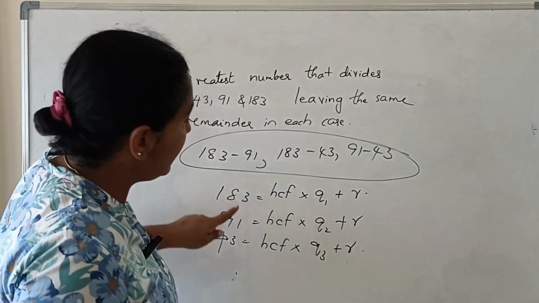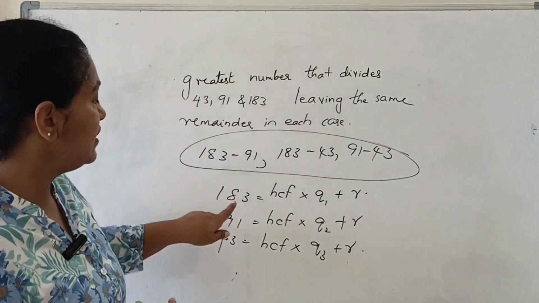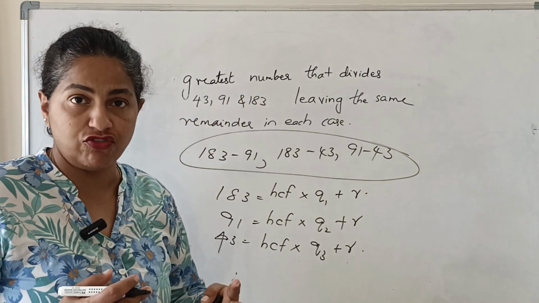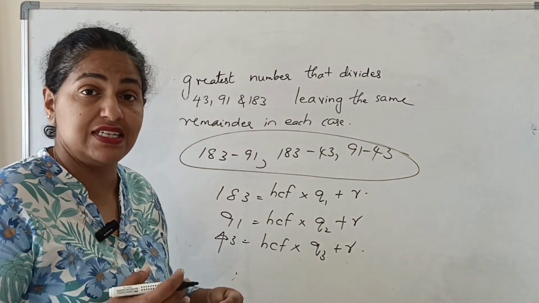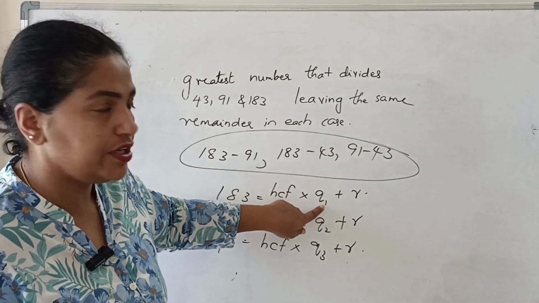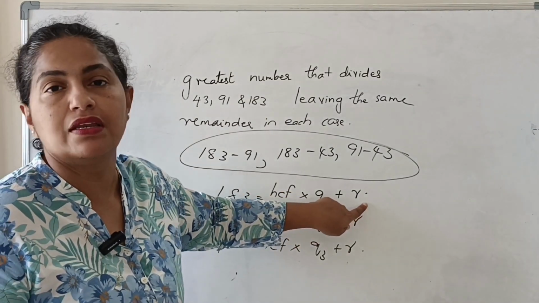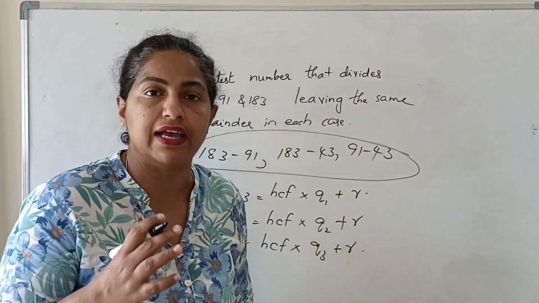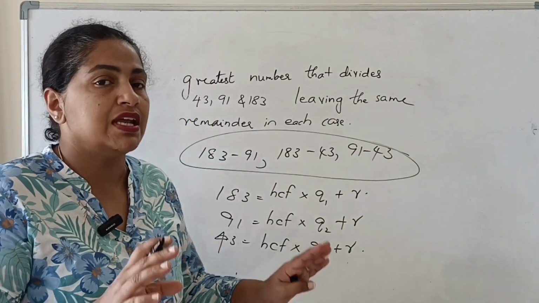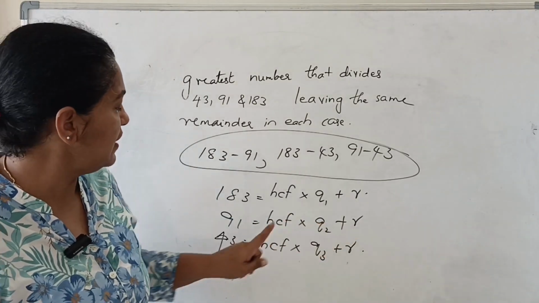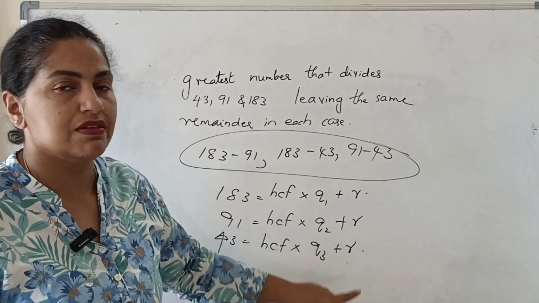Here I have written our basic equation. Dividend is equal to divisor into quotient plus remainder. It is the greatest number, which means it is the highest common factor, or the GCD, greatest common divisor. So, divisor into a random quotient plus remainder R. Because the value of the remainder is not given to you, I have taken it as R, and all the numbers have the same remainder. So, 91 is equal to this plus R and 43 is equal to this plus R.